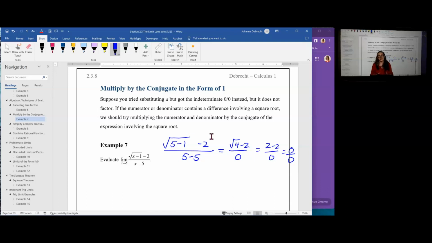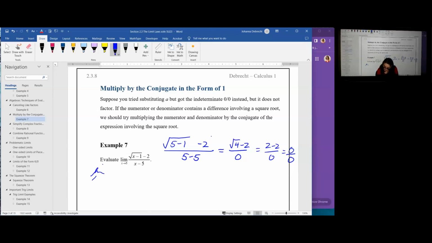So in this case, I can't factor. Factoring doesn't make any sense here, even if I could factor the denominator, it's not going to cancel with the numerator. So instead, what I apply is another technique where I multiply by the conjugate of the one that involves the square root. So in this particular case, that would be the numerator.